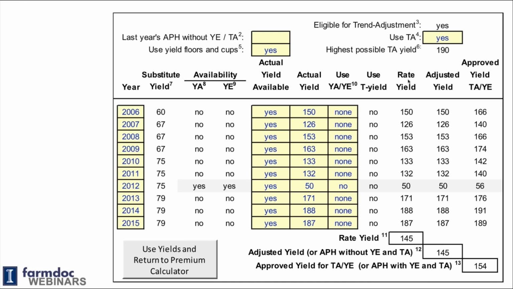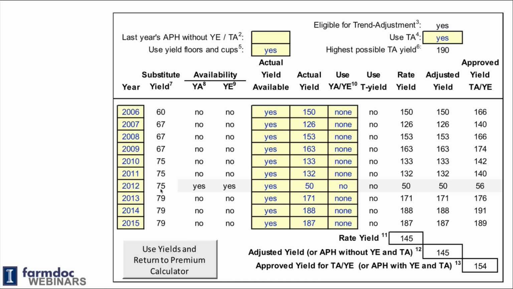Here is what this tool looks like, and I just did a Saline County example. These are the actual county yields for that county, and since they're county yields, farm yields would be much more variable. If I take the last 10 years of county yields, 2006 through 2015, and calculate the rate yield from that, I'll have a 145, which is the average of those. I happen to have here, this county had a 50 bushel average.